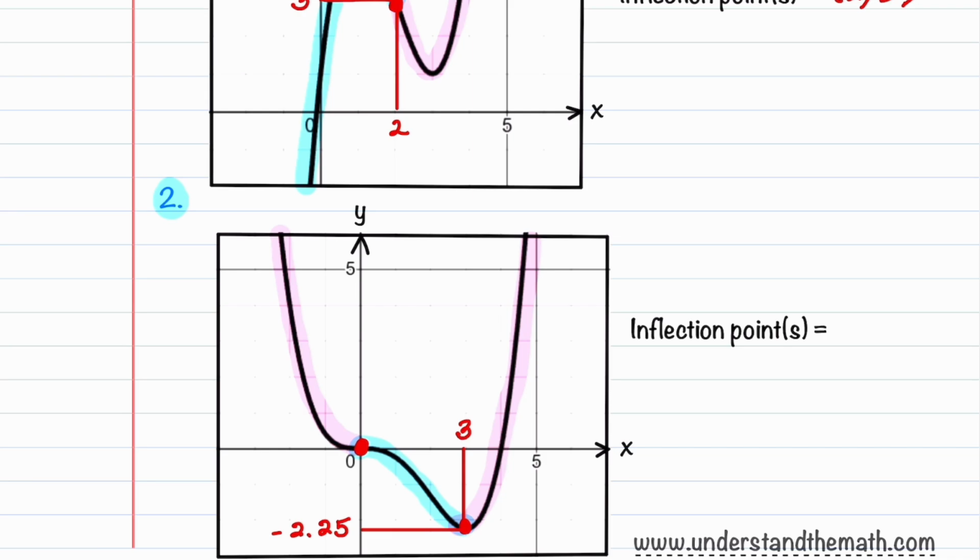Our first inflection point is (0, 0). And then our second inflection point is the point (3, -2.25).